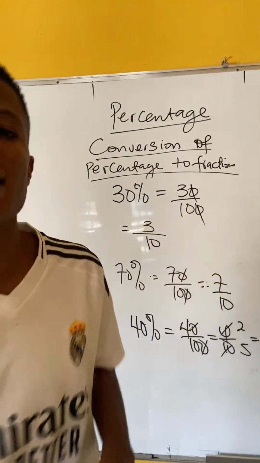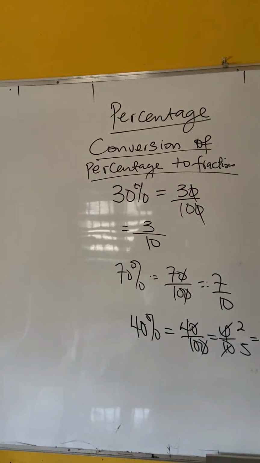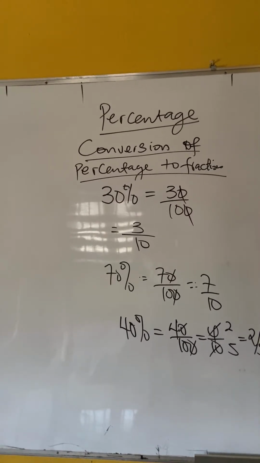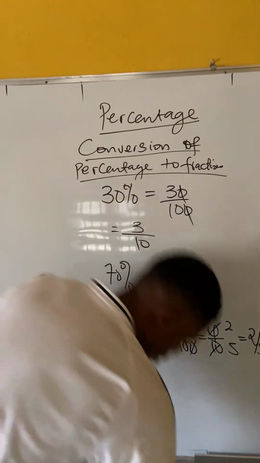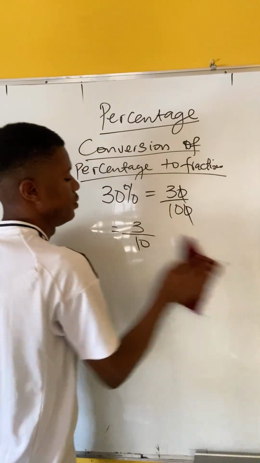So 40% is the same thing as what? 2 over 5. Okay? So what do I say? 40% is the same thing as what? 2 over 5. Okay? That's how we convert percentages to a fraction. So that becomes 2 over 5.